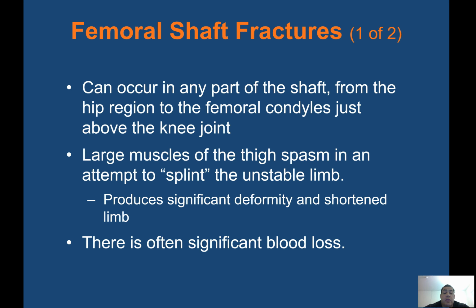Femoral shaft fractures can occur in any part of the shaft, from the hip region to the femoral condyles, just above the knee joint. Large muscles of the thigh spasm in an attempt to splint the unstable limb, which produces significant deformity and a shortened limb. There is often significant blood loss.